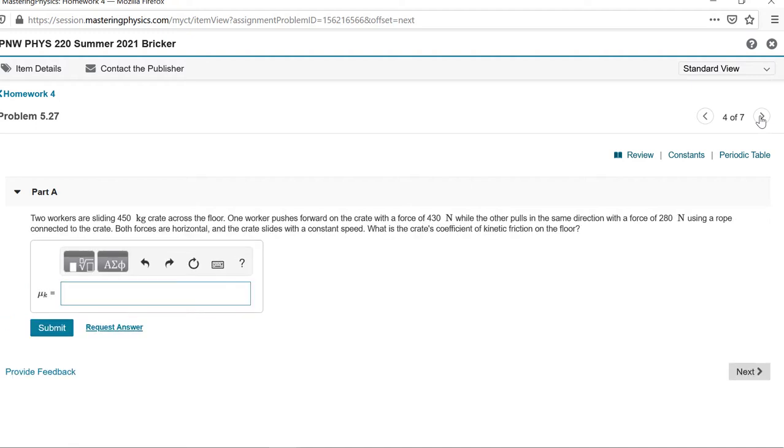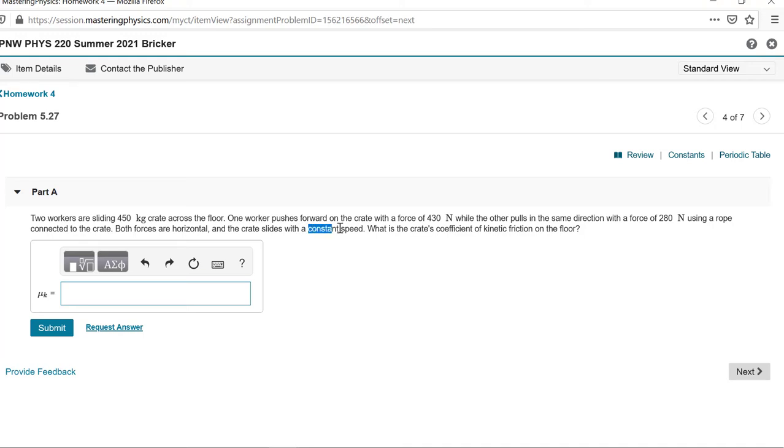Okay, 2 workers are sliding a 450-kilogram crate across the floor. One worker pushes forward on the crate with a force of 430, while the other one pulls in the same direction with a force of 280, using a rope connected to the crate. Both forces are horizontal. The crate moves at a constant speed.